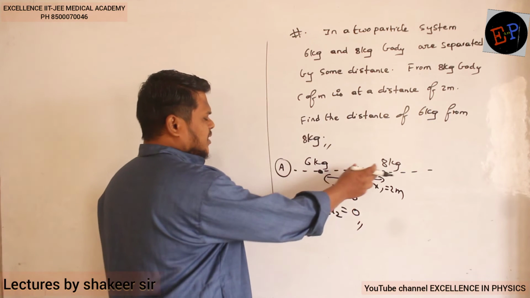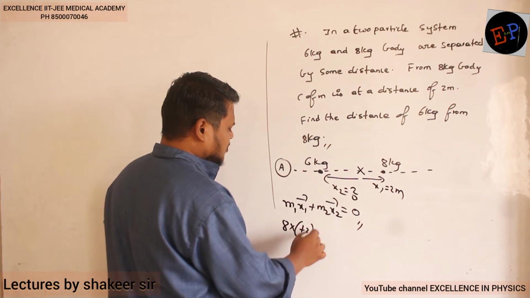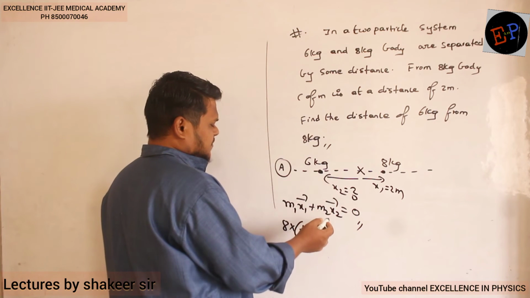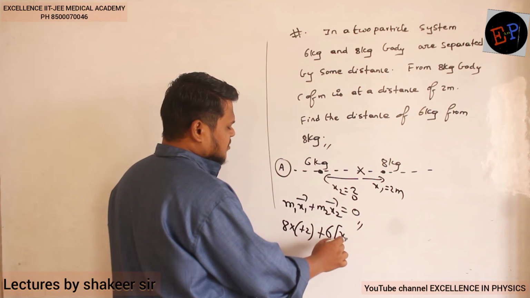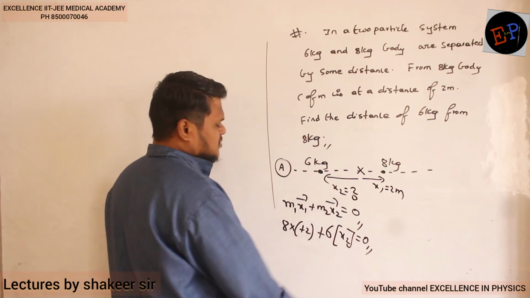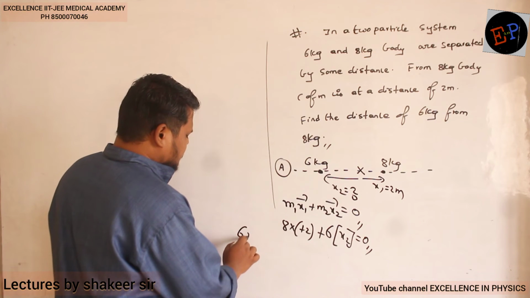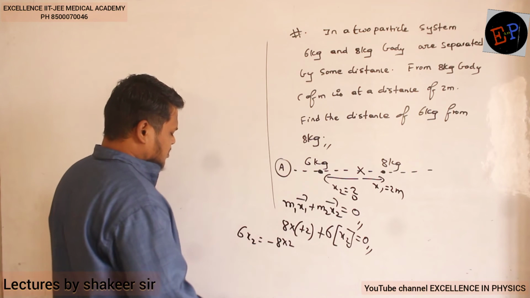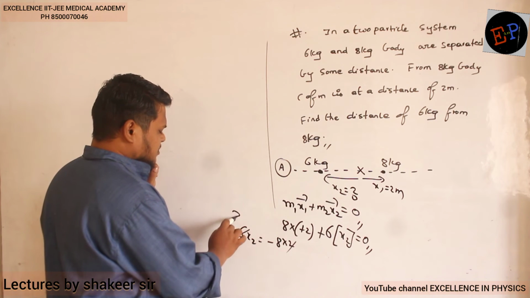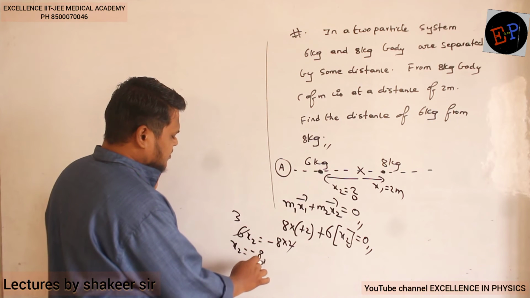So you take the 8 kg body and its distance is plus 2. Mass of second body is 6 kg and its distance I don't know, so let it be x2. Total should be 0. So therefore 6 x2 is equal to minus 8 into 2. So x2 value is minus 8 by 3 meters.